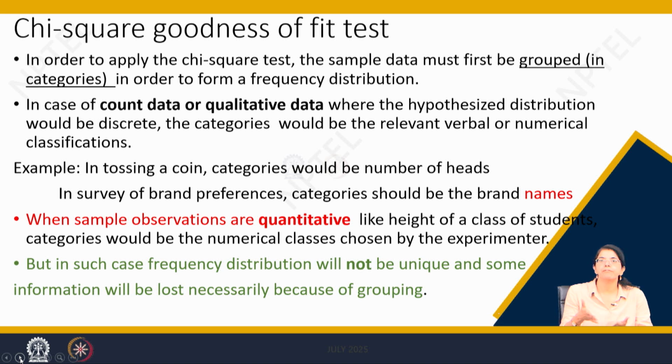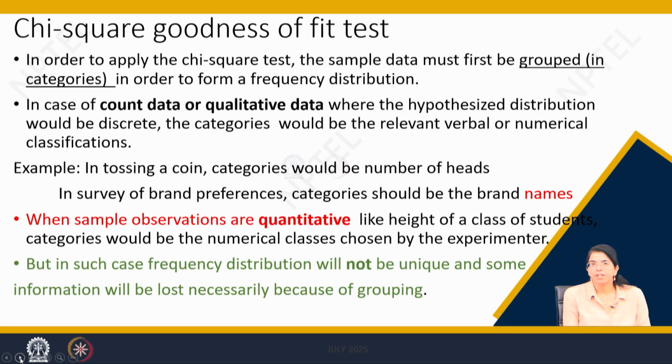Okay, so you are preferring perfume A, say, and I'm preferring perfume B, and somebody else is preferring perfume C. So A, B, C, these are the brand names of those perfumes, and your frequency distribution will look like A, B, C, and how many people are going after perfume A, how many people are going after perfume B, and so on and so forth. So that's the count data structure, or qualitative data structure.